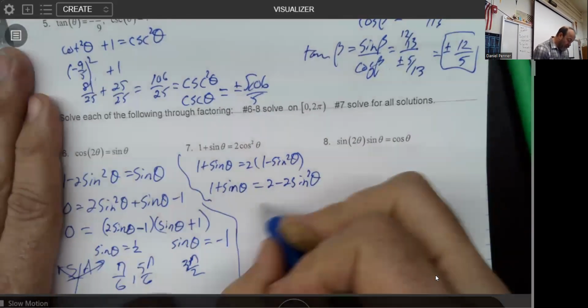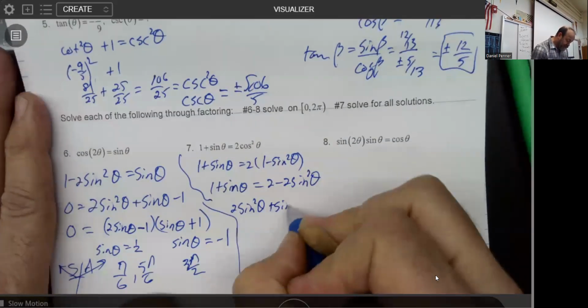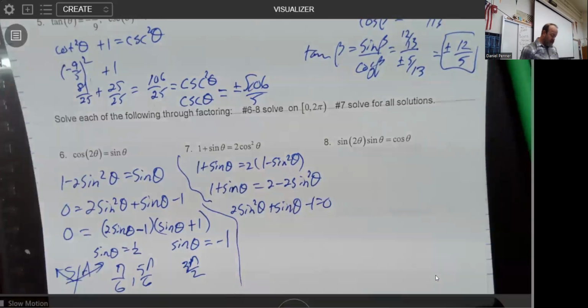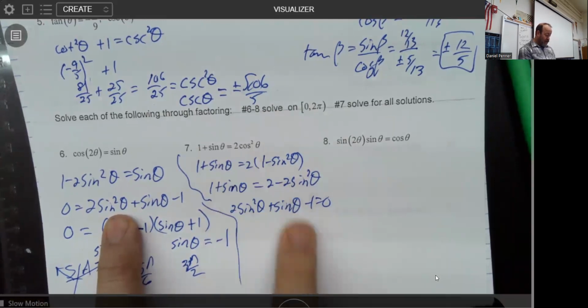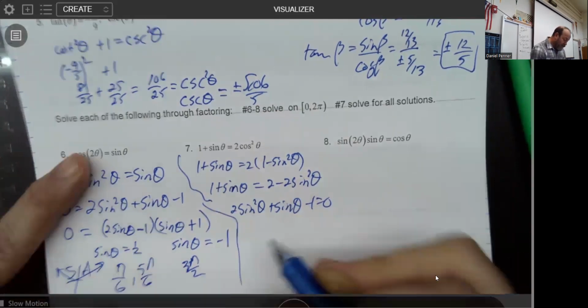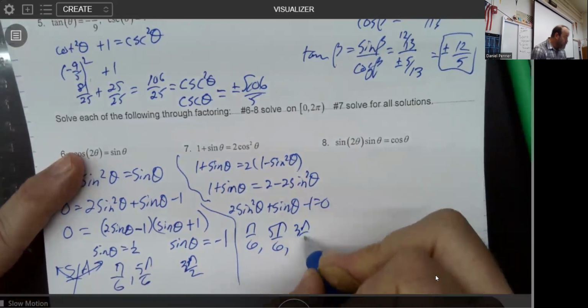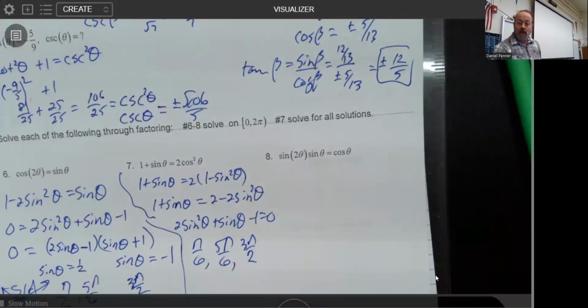So I'm going to move things around a little bit, and I got 2 sine squareds plus a sine. And then if I bring the 2 across, it's going to be -1. And you know what? It's exactly the same question as we got over here. Now, it didn't look like it when I first started, but it is. So I'm not going to keep going. I'm just going to validate the fact that those two answers are, in fact, the same. And I think we are going to stop right there.